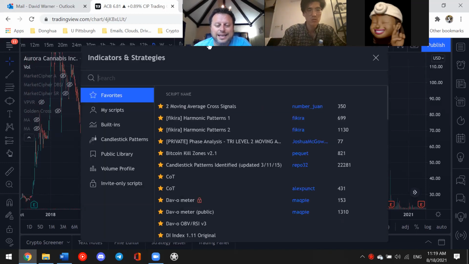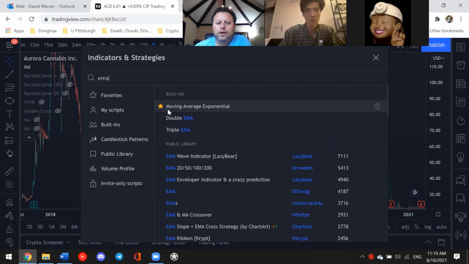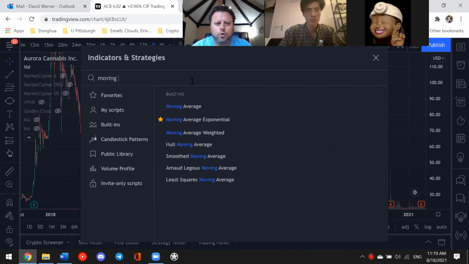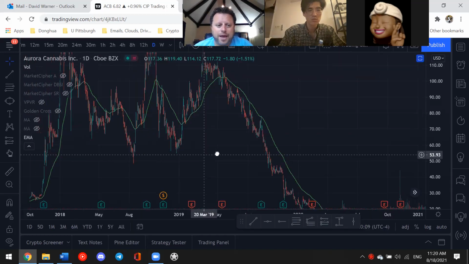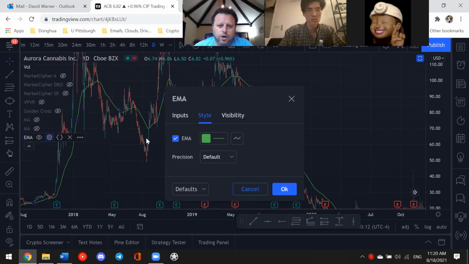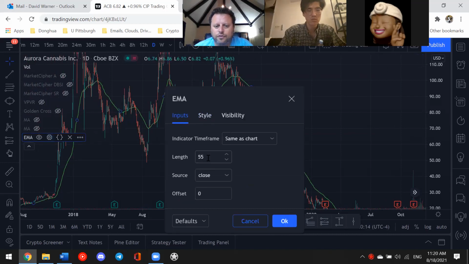So let's now add an EMA, and let's talk about what that is. EMA is called moving average exponential. So what we just did, the SMA, is just known as moving average. It's just moving average. We'll start there. Now let's talk about moving average exponential and add one of those. Now we have an EMA. See what this is. This is an EMA 55. Okay. Now let's change that to 21.